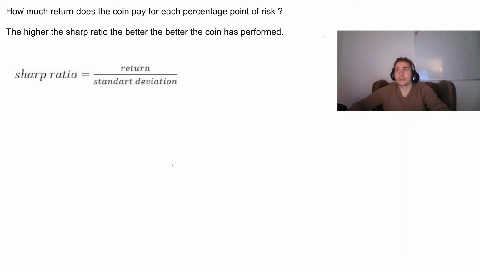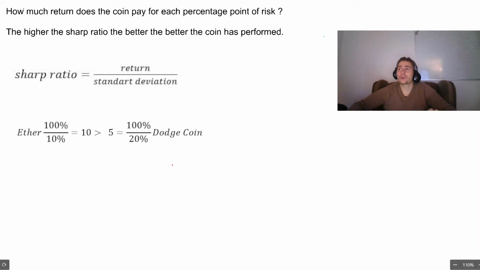and we can just use an example. Ethereum and Dogecoin, they both pay the 100% return, like in the example we had before. Dogecoin has 20% standard deviation, Ethereum 10%. So Ethereum has a higher Sharpe ratio. Ethereum has a Sharpe ratio of 10, and Dogecoin has a Sharpe ratio of 5. 10 is bigger than 5, so in that sense we should choose Ethereum. This was a fairly simple example. As we found out earlier, if the return is the same, we'd always choose the pair that has a lower risk.